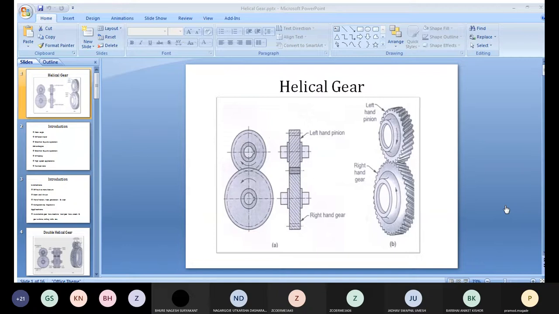The helix angle of gear and pinion are same in magnitude, but having different hand. Means if right hand helical pinion is there, then gear will be left hand. So write down an example. If pinion is of left hand teeth, then gear has right hand teeth. Correct. This will be the basic consideration.